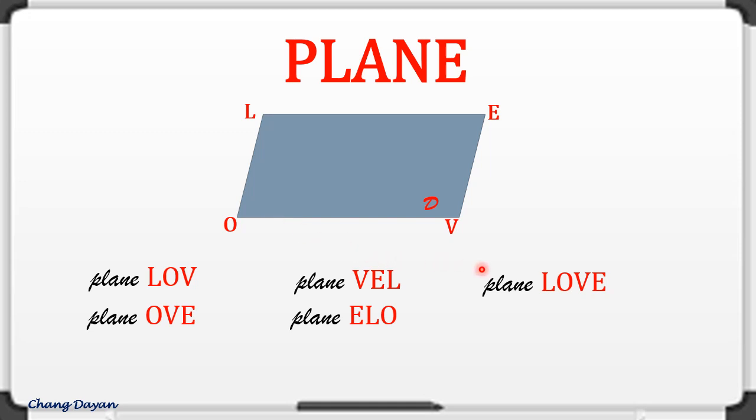And we can use 4 letters. So we can have plane LOVE. And by using this capital script letter, we can name this plane as plane D. So this plane can be named by 6 ways.